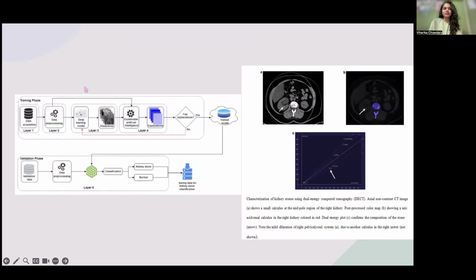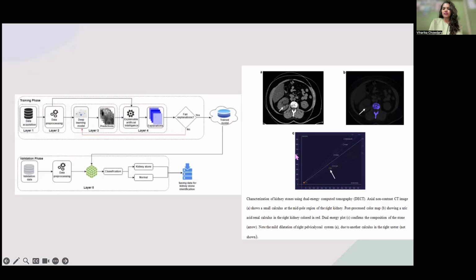And here we can see this is a training phase. Here all the multiple data acquisition is there and it will process the data. And during using the CNN, this will experiment and it will come to a fair explanation. After coming to that, we as radiologists will decide if it is doing good or not. If it is, then we'll make it a trained model. This will be used in PACS nowadays. If not, we'll again train it for the deep learning model, and this will continue.